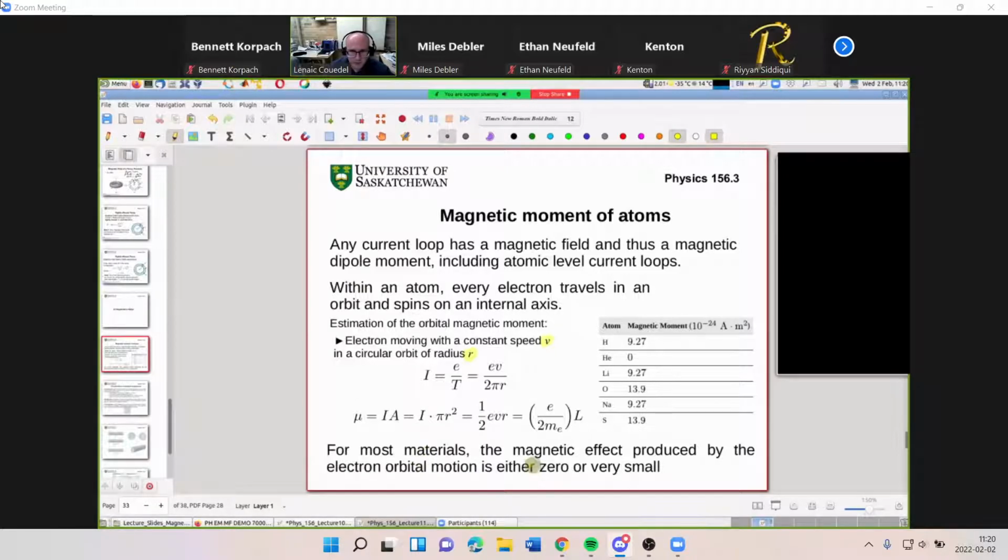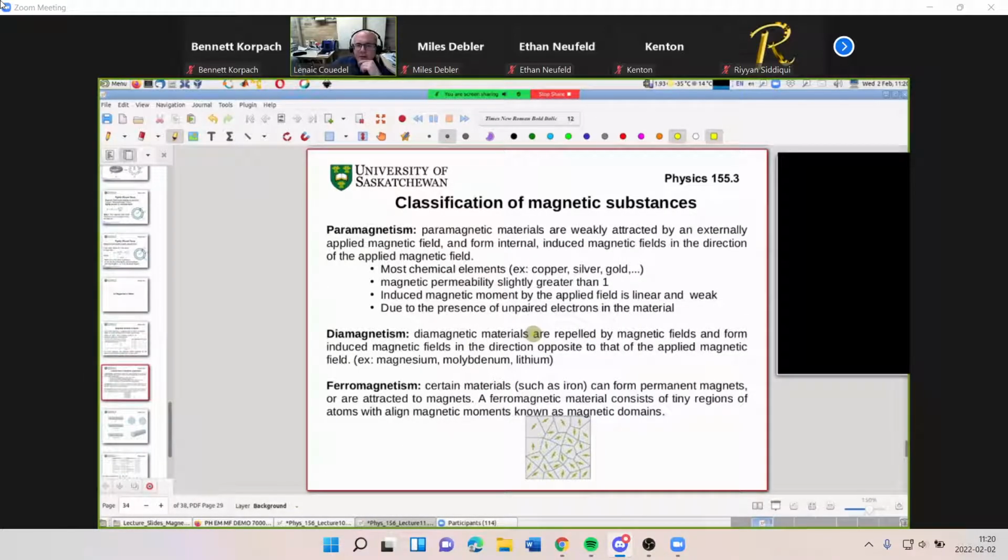It's very small. And for most materials, you have to combine the effect of every atom of the material. So in total, the magnetic effect produced by the electron orbital motion will be either 0 when you combine all of them or very small. But this has importance for applications. So then there are 3 types of material. Okay, there's what we call paramagnetic material.